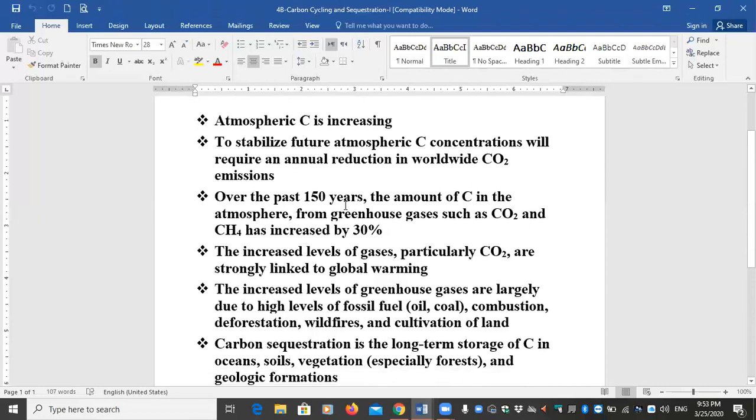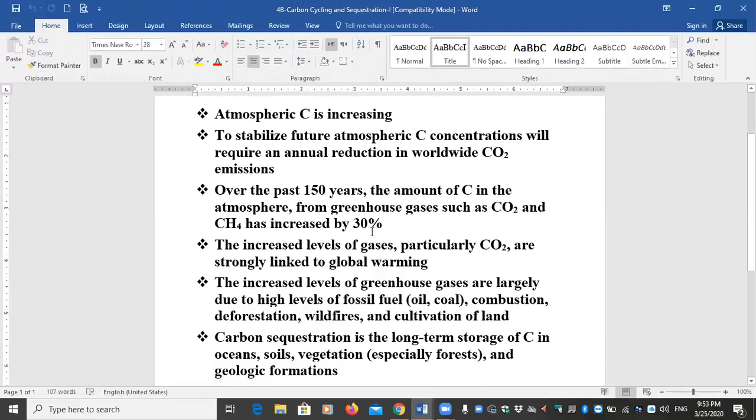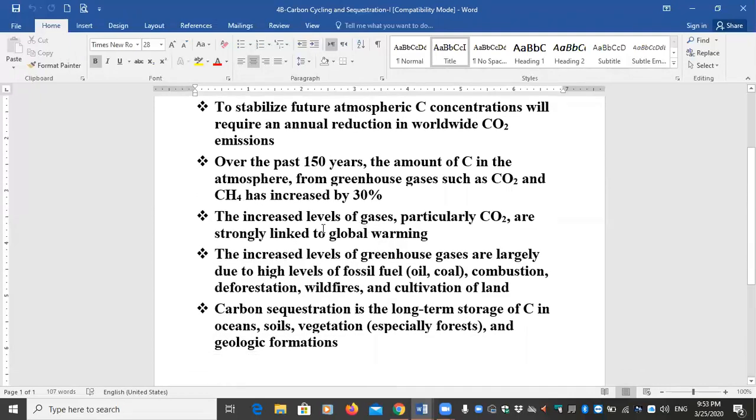all over the world to stop this emission of CO2 into the atmosphere. Over the last 150 years, the amount of carbon in the atmosphere from greenhouse gases such as CO2 and CH4 has increased by 30%. That's quite a bit. Of course, we talk about a long period of time, but over ages, that's just 1.5 generations in human life. So a 30% increase, that's a very large increase.